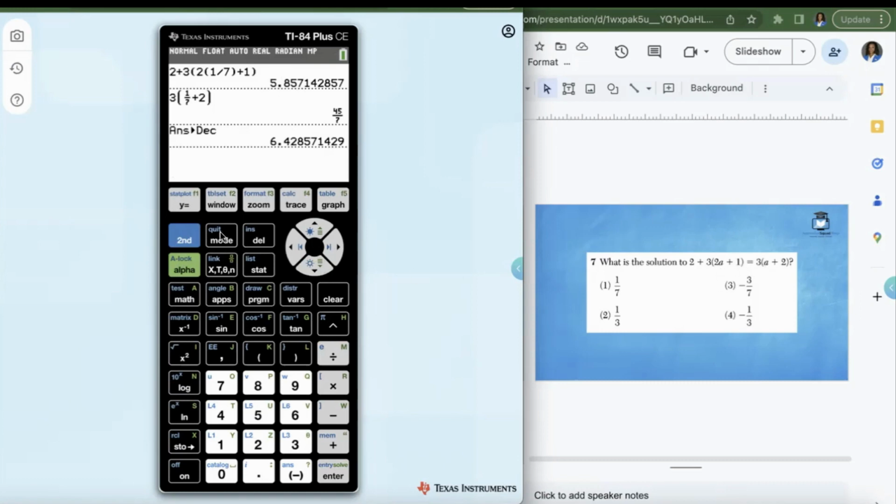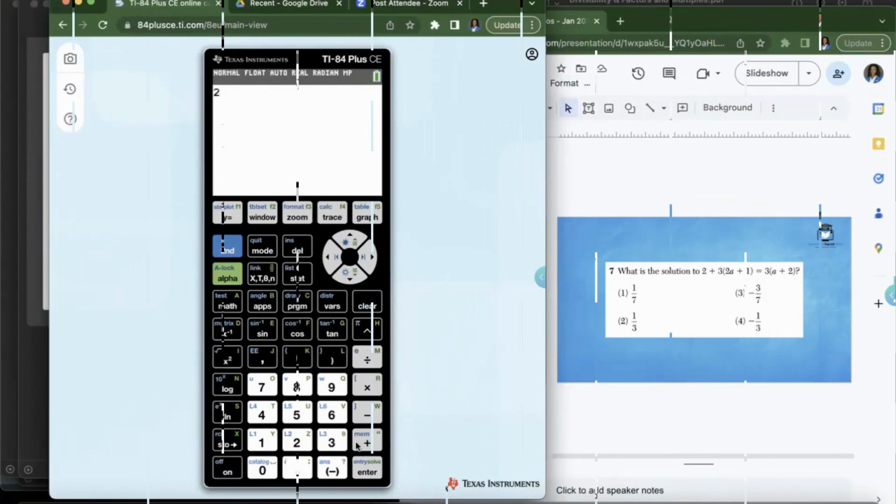Let's try answer choice 2. We have 2 plus 3, open parentheses, 2 times, right? Anytime we want to multiply, we can always put it in parentheses. And this time we're testing out the value 1/3. So that's 1 divided by 3. We close the parentheses, we're going to add 1, and we see our final answer here is 7. So we are hoping that when we substitute 1/3 on the right-hand side, we're going to get the value 7.